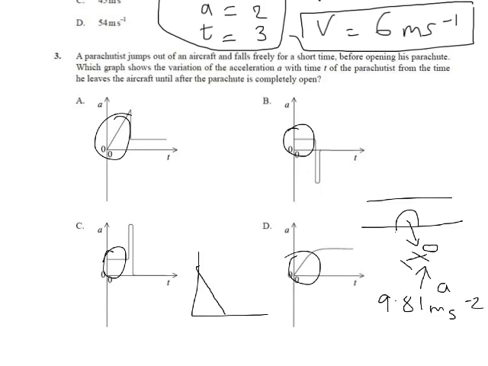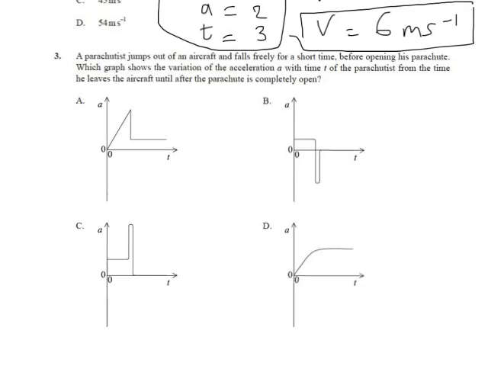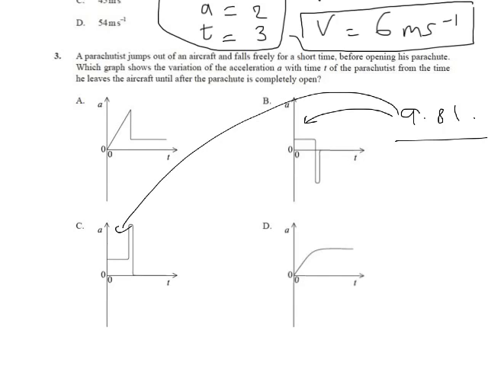So the question seems to be leading you to this assumption that you don't have to consider air resistance at all until your parachute opens. Okay, now with that given, it becomes a little bit easier. When you first jump out of the aeroplane, your acceleration is 9.81, and it doesn't change until your parachute opens. So that can only be represented by graph B and graph C.